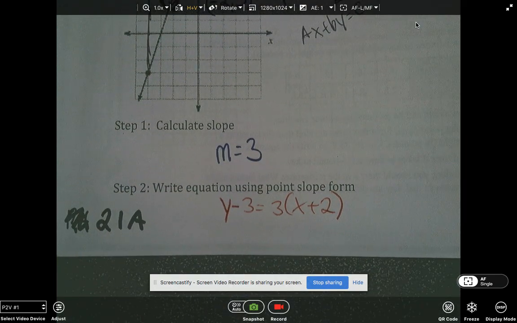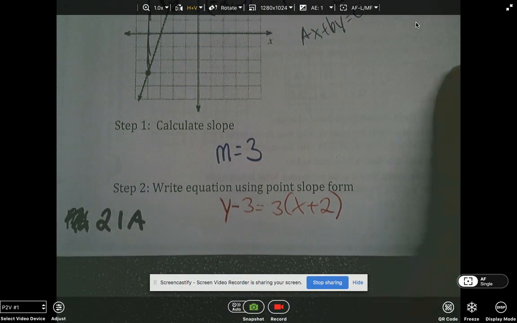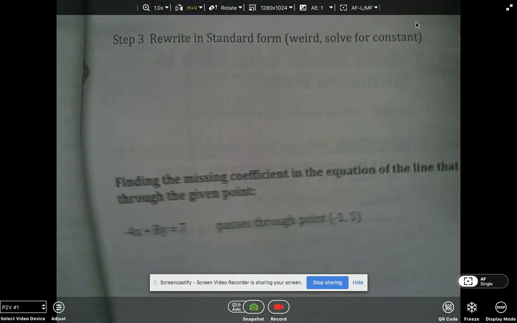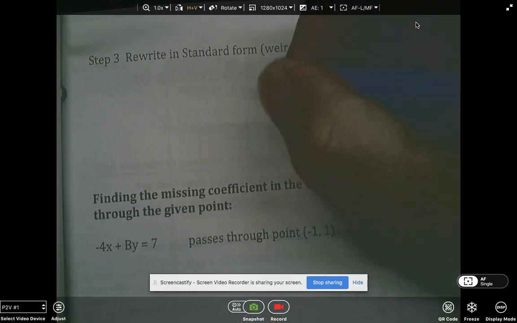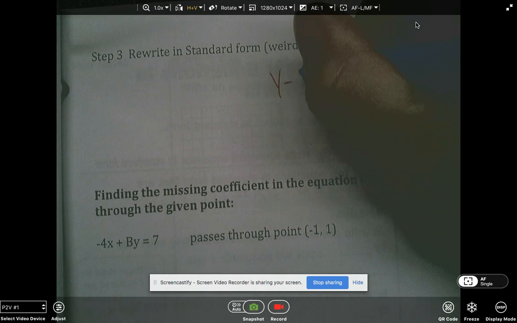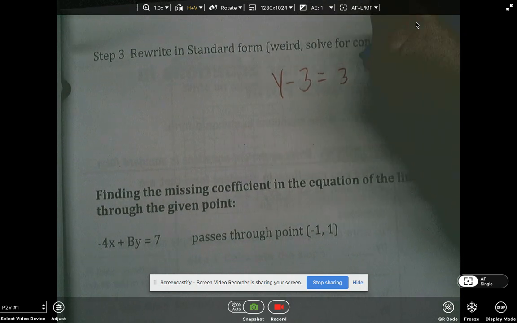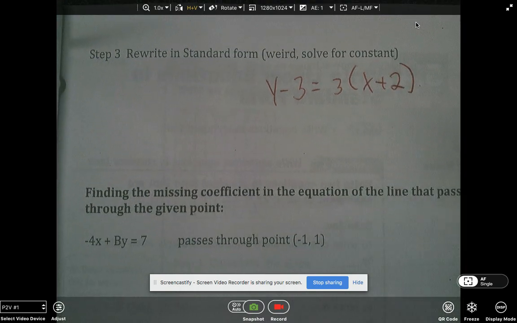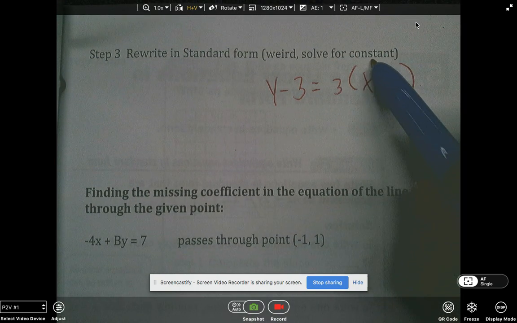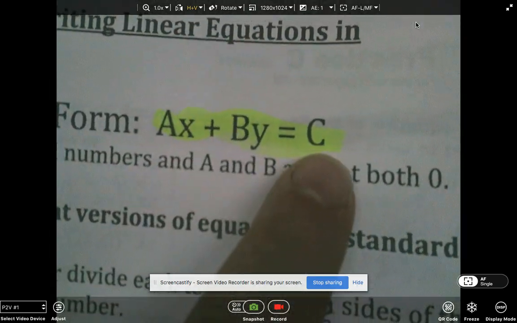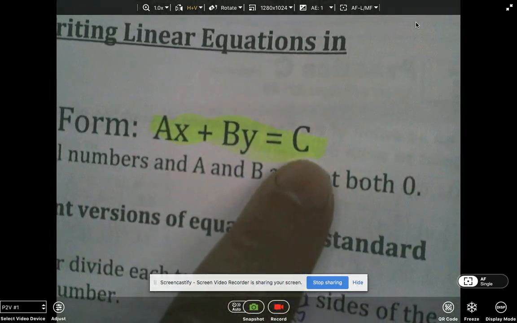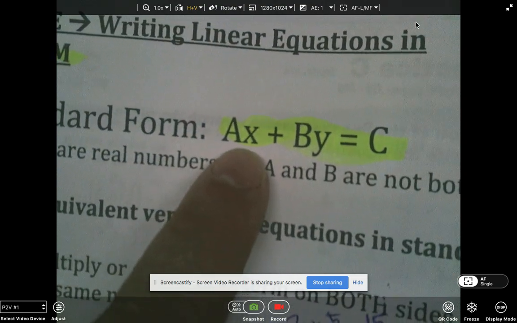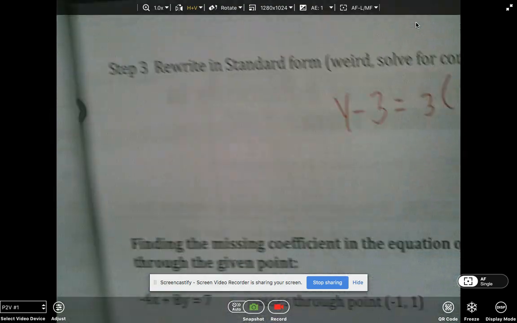So now this step's a little bit different. If we go to the next page here, we're going to write it in standard form. So let me just rewrite our point slope. And it is weird because usually we solve for a variable, but now when it's in standard form, we're really just solving for a constant. We're going to just solve for a number. We want a variable term with x and a variable term with y.